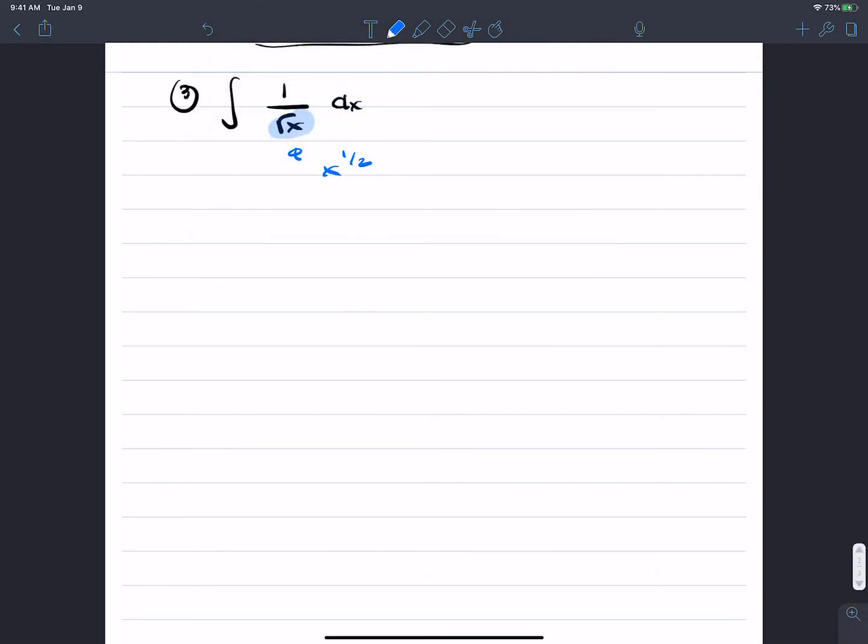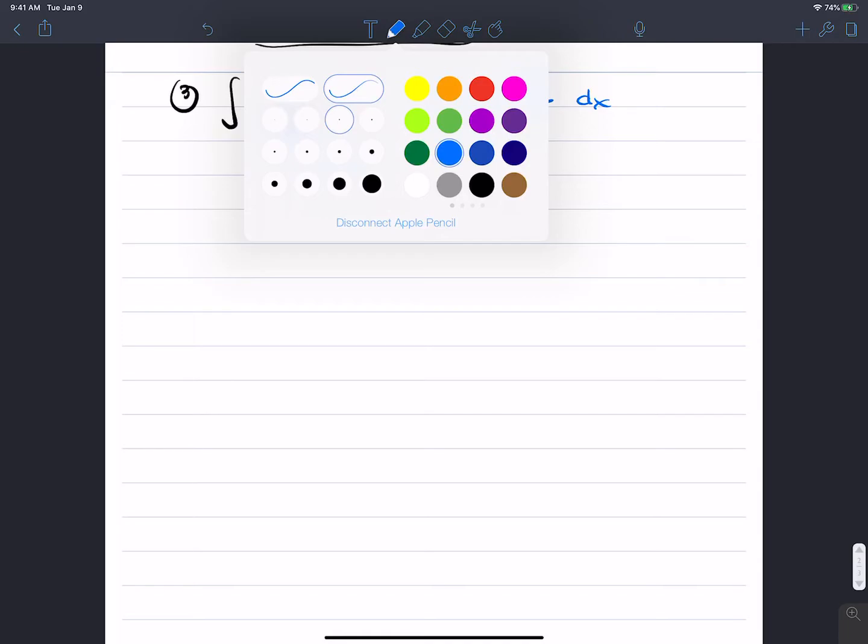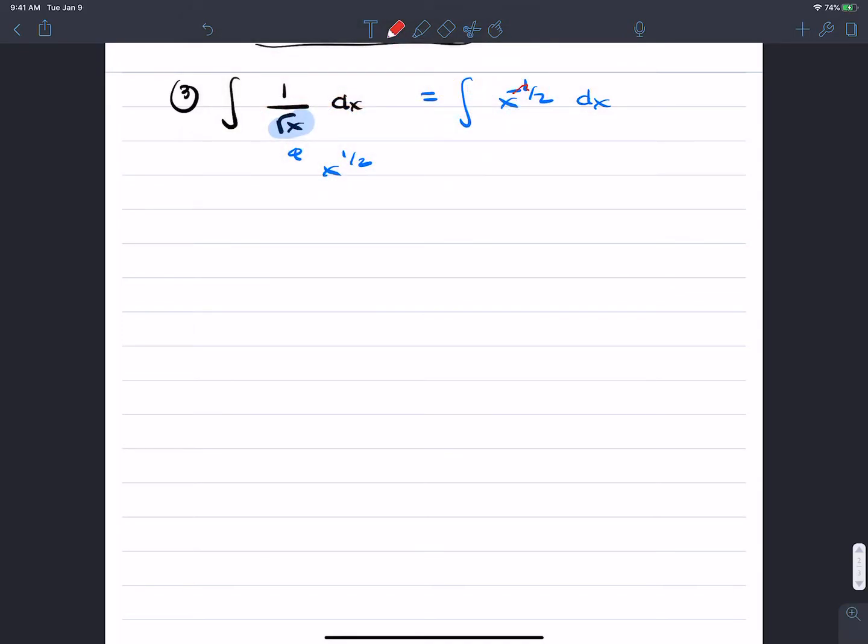However, that now means we have to integrate x to the -1/2 dx, because that x to the 1/2 is in your denominator now. Is that right? Okay. And so focus again on the power rule. Our power now is going to be -1/2. So by the power rule now, we're going to get x to the -1/2 plus 1 over -1/2 plus 1, plus that c.